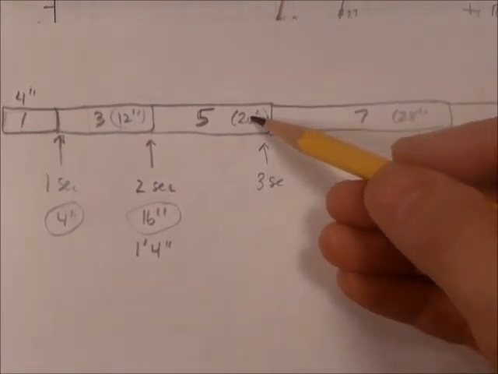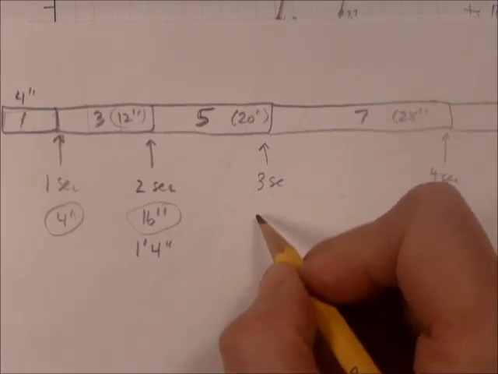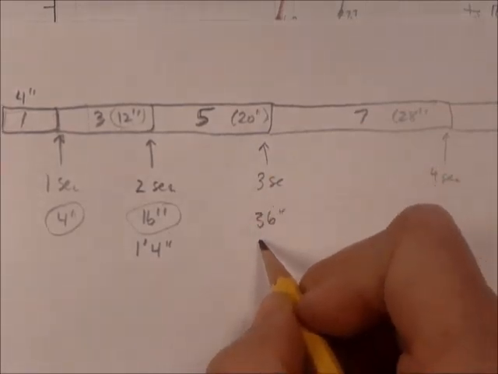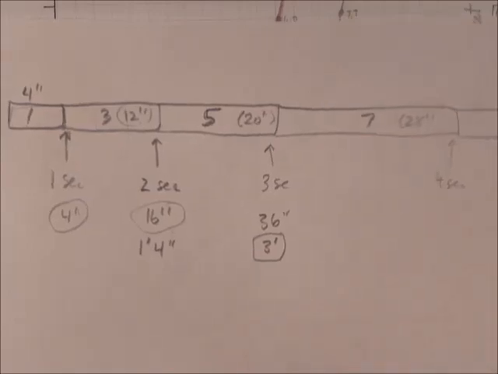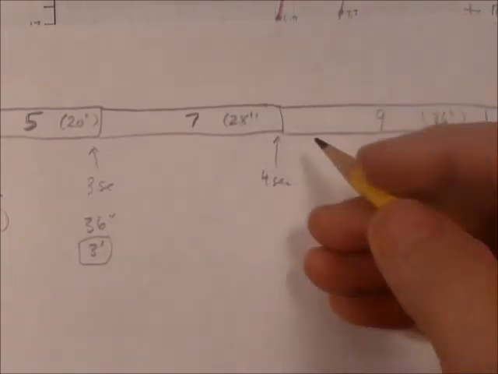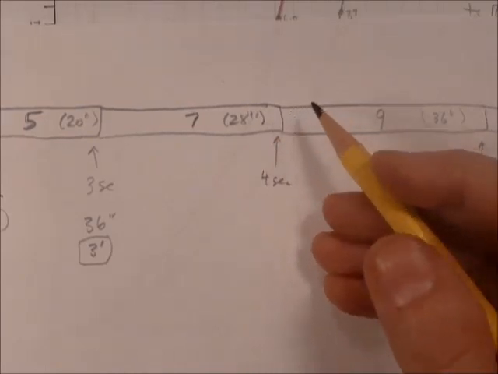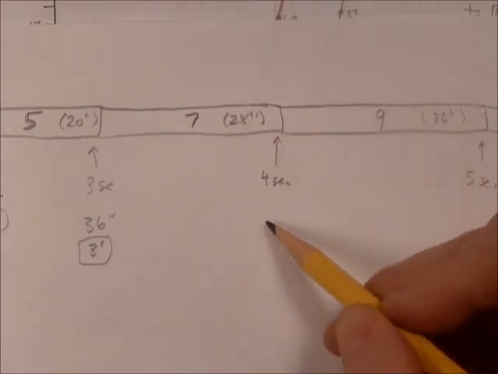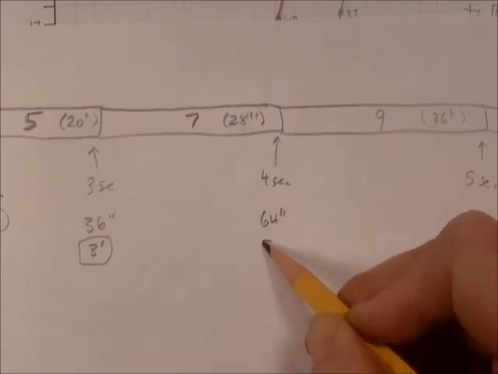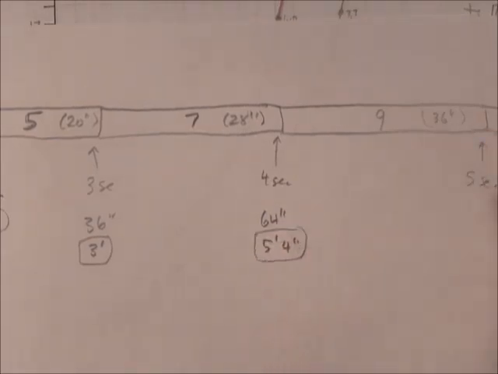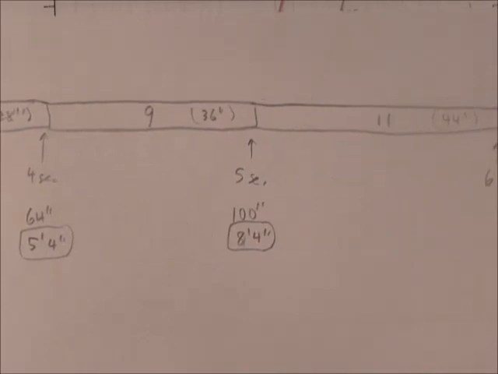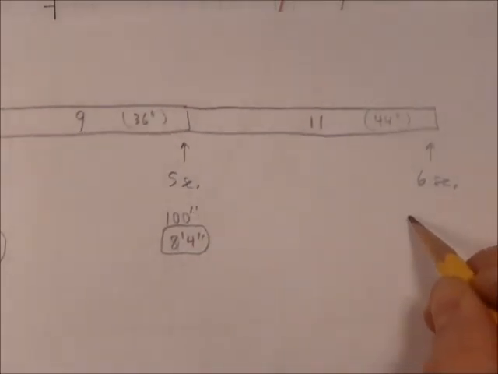So we have, then we add 20 inches, so 16 and 20 would be 36 inches. 36 inches happens to be exactly 3 feet, so that'll be easy to graph. Then we add another 28 inches to that, and we get 64 inches, which is 5 feet 4 inches. And then we add 36 inches to that to get 100 inches, which is 8 feet 4 inches. And then we add 44 inches to get 144 inches, which is 12 feet.